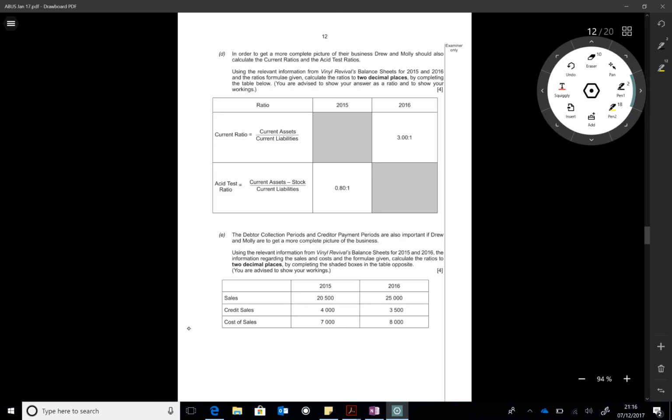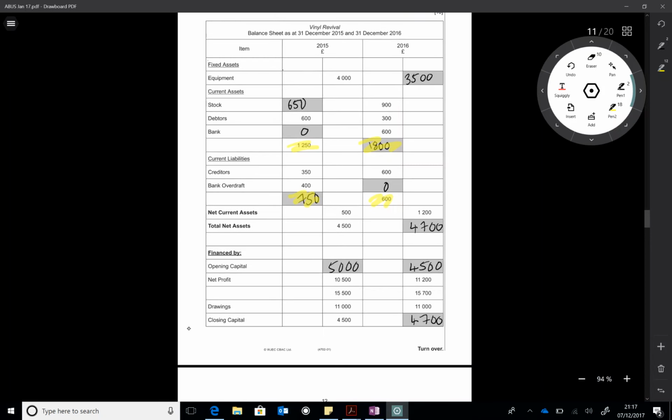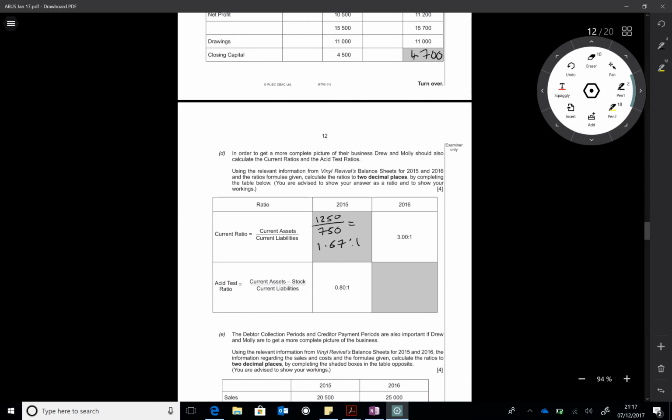So now we need to look at our current ratio for 2015 to fill in this grey little box, and we need to find our current assets and our current liabilities for that. So I've highlighted the totals already for both the assets and the liabilities for both years, and I just need to draw out the equation, so therefore showing current assets of 1,250 and our current liabilities of 750. If I work that sum out, it gives me a ratio of 1.67 to 1. Nice and easy 2 marks for that bit.